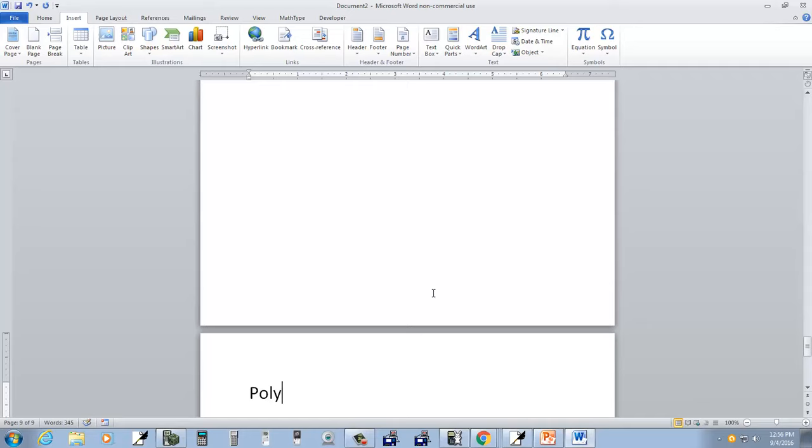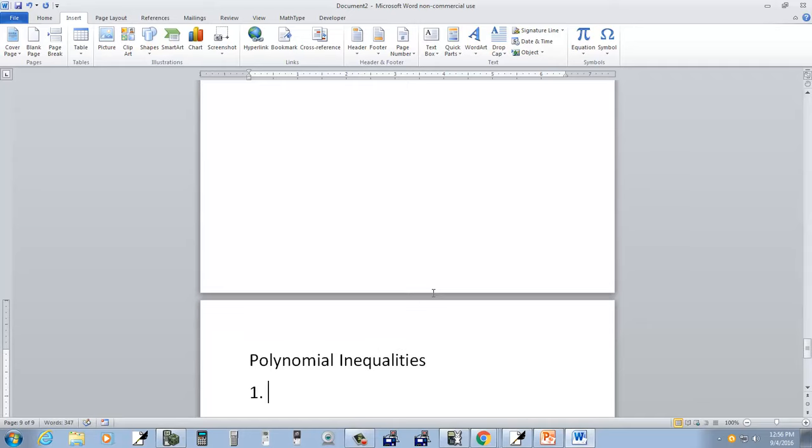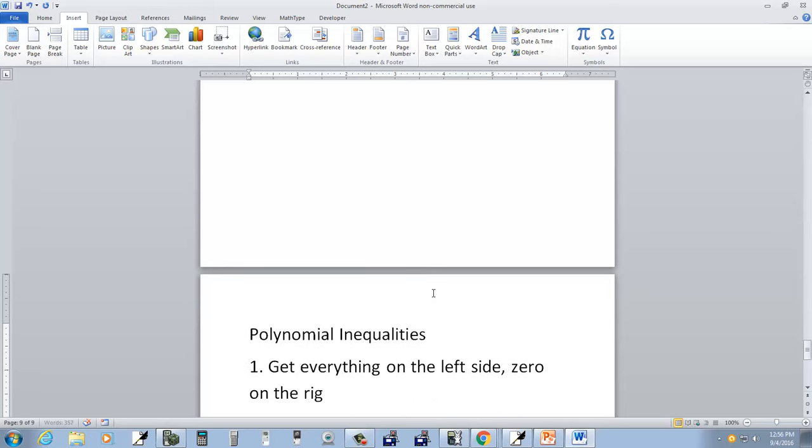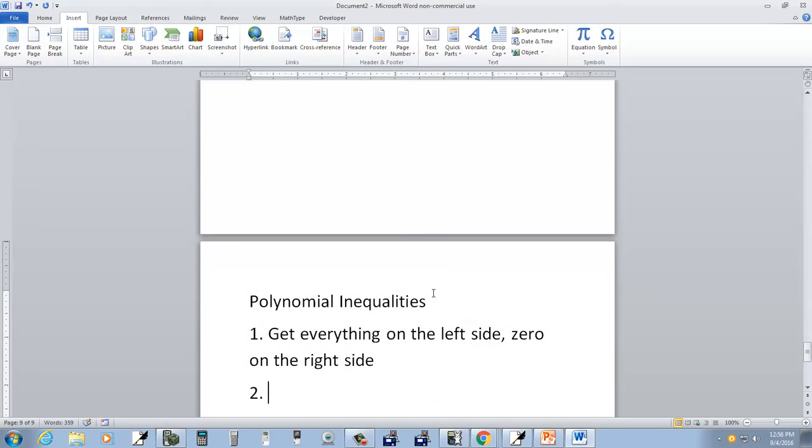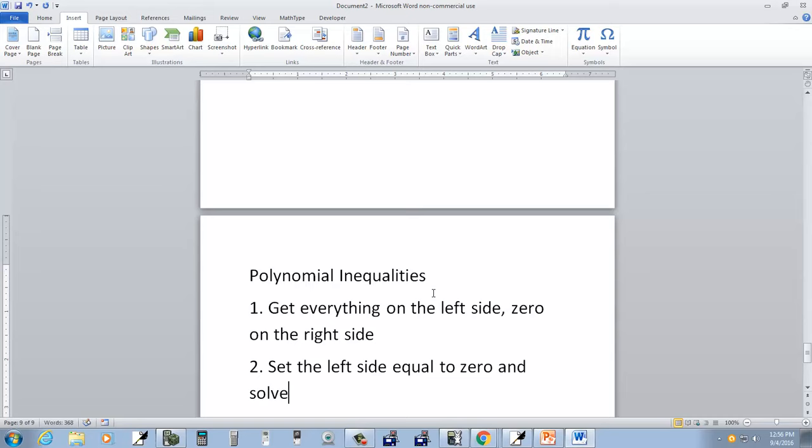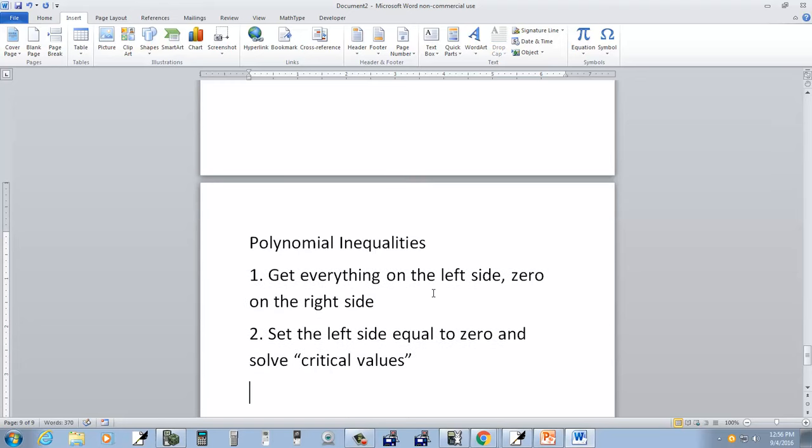This is solving polynomial inequalities. Step 1. Get everything on the left side, 0 on the right side. Step 2. Set the left side equal to 0 and solve. And these give you something called the critical values, critical numbers.